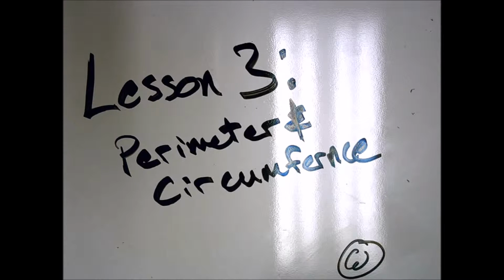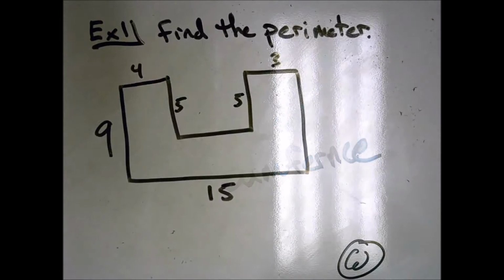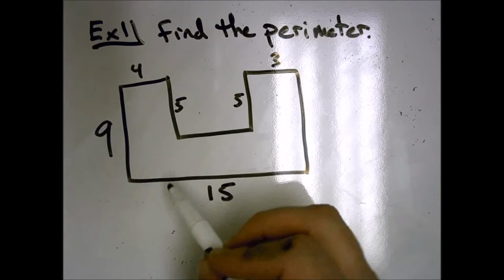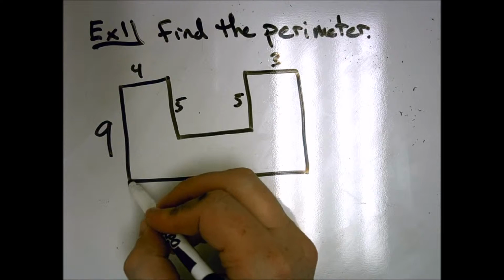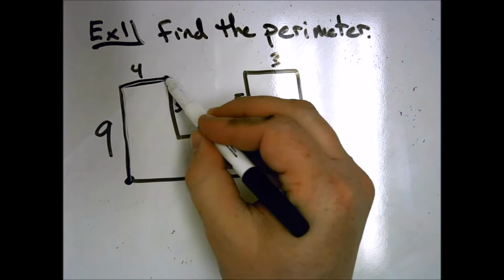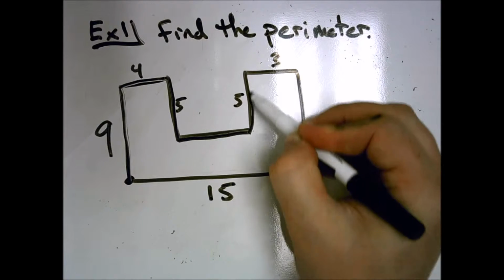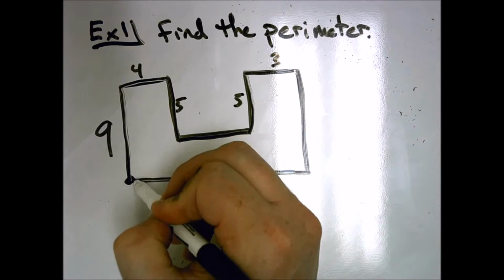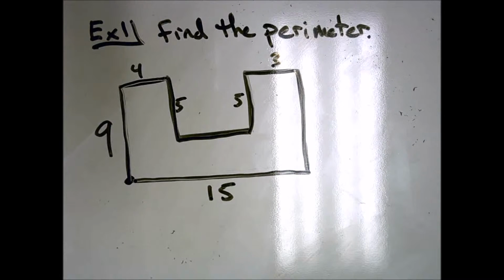Lesson 3, Perimeter and Circumference. Example 1, find the perimeter. To find the perimeter, what they're asking for is for you to find the length the entire way around an object. So just the same distance that I marked out with my black pen right there.